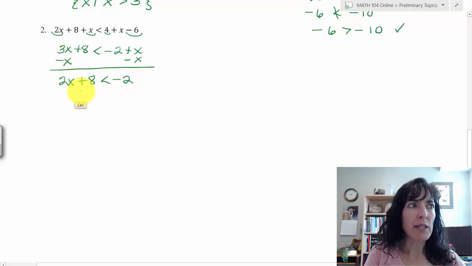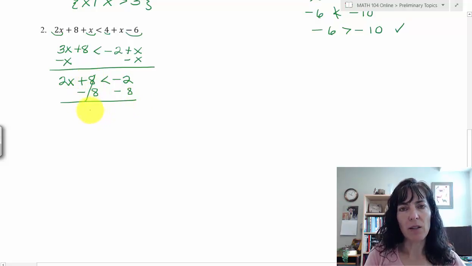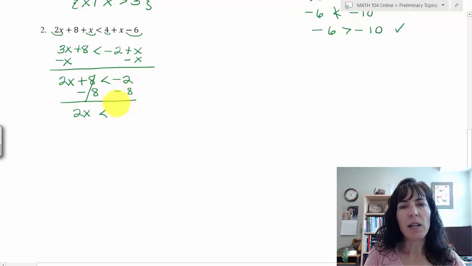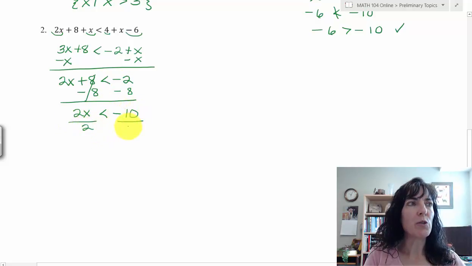Now I need to subtract 8 because I want to move it over to the right hand side, so I'm going to do the opposite operation. Plus 8 minus 8, that undoes, and I have just a 2x on the left hand side. Negative 8 and negative 2 makes a negative 10, and then divide both sides by a 2.